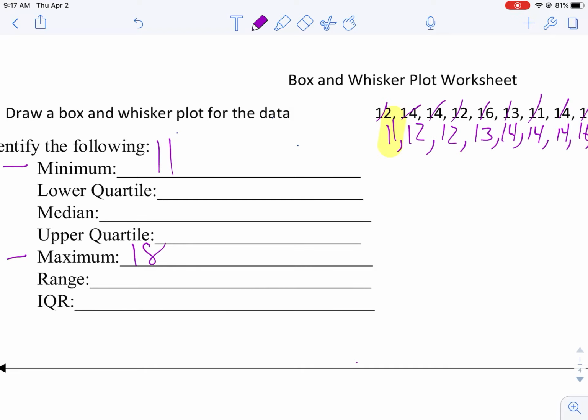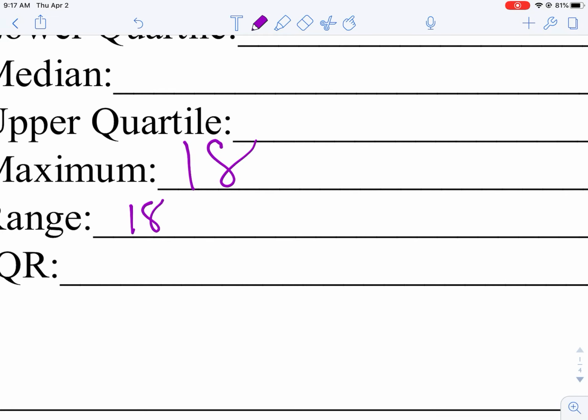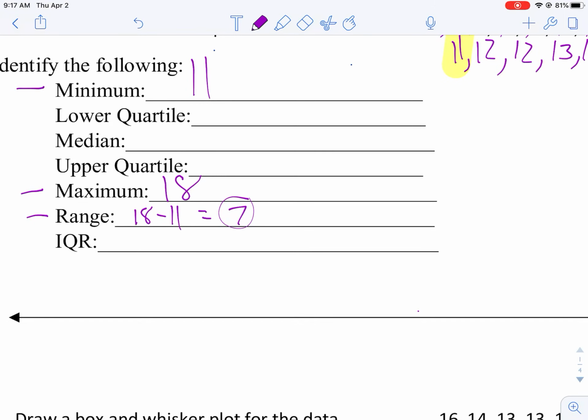But the next thing I want to do is find my range. So I'm going to go 18 minus 11, because if you remember, it is highest minus lowest. That's going to give me a range of 7. Okay. So that means here that the data is going to be packed very tight because there's not a big spread here. So in reality, you're going to have a very closed data set here. So this is a very easy problem to work with. So our range here is 7.